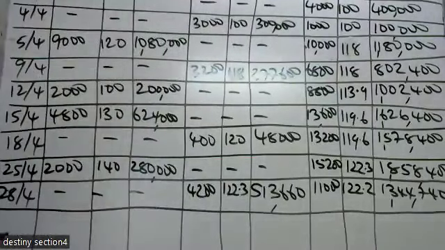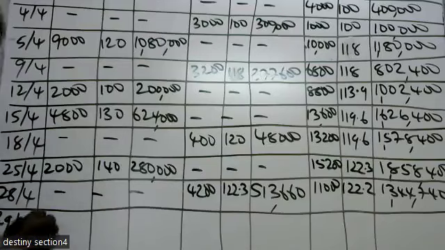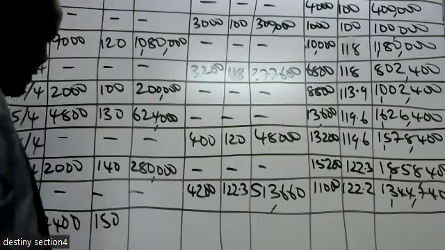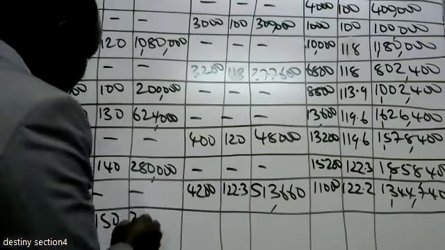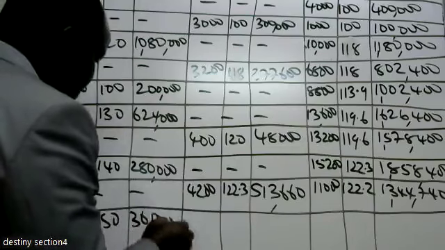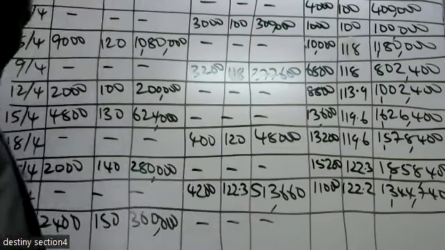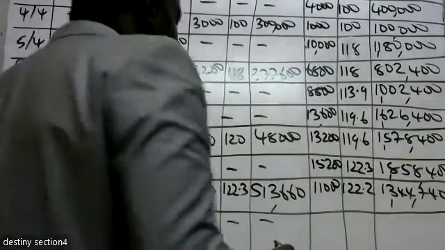The next will be when? 29. So what happened on 29? Purchased 2,400 units. 2,400 is at what price? 150, then 60,000. So that this one should be what?